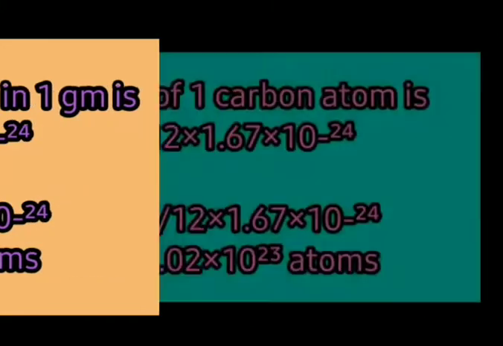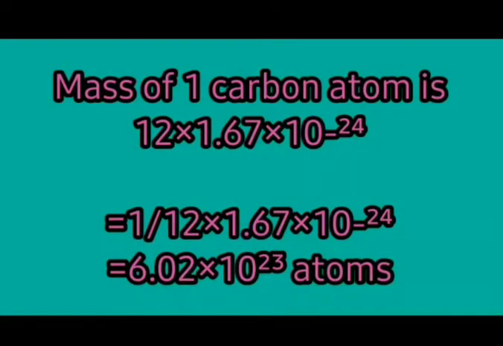Now we will take another example, carbon 12. Generally we take carbon 12. As we know, the relative atomic mass of carbon equals 12, and the mass of one hydrogen atom is 1.67 into 10 to the power minus 24 gram. So the mass of one carbon 12 atom equals 12 into the mass of one hydrogen atom, 1.67 into 10 to the power minus 24 gram.